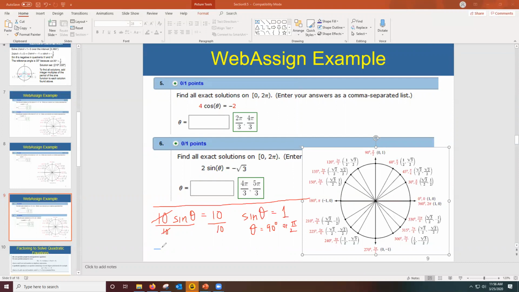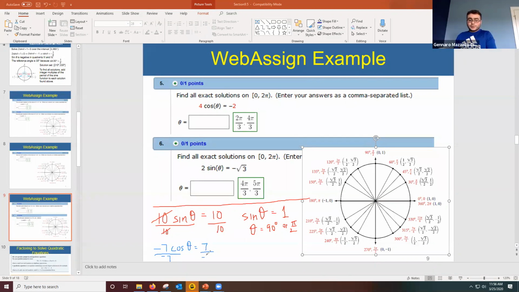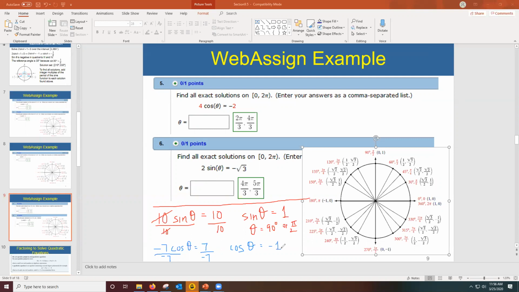Let me give you one more example here. How about -7 cosine theta equals 7? You have to divide both sides by -7. If I do that, cosine theta equals -1. So let me go to the unit circle and look at what angle has its cosine equal to -1. 180. So in this example, the answer is theta equals 180 degrees.